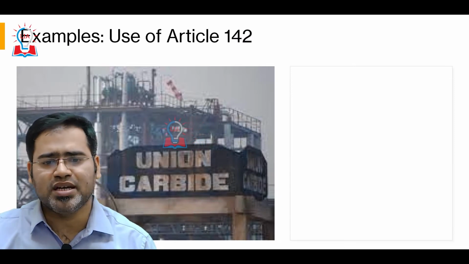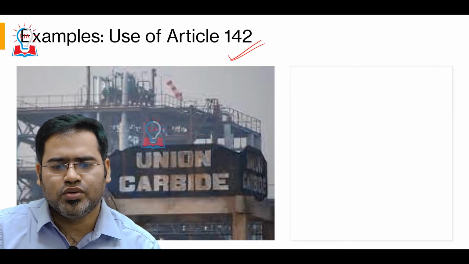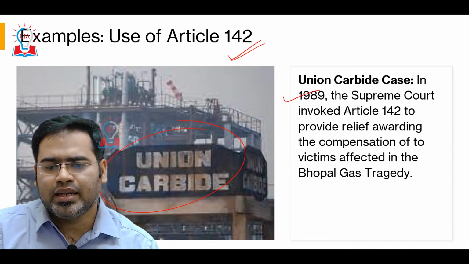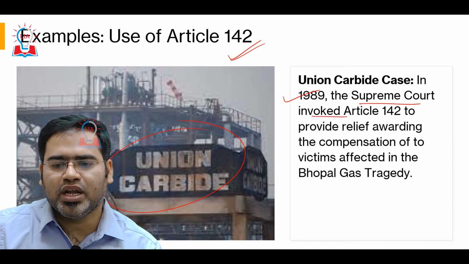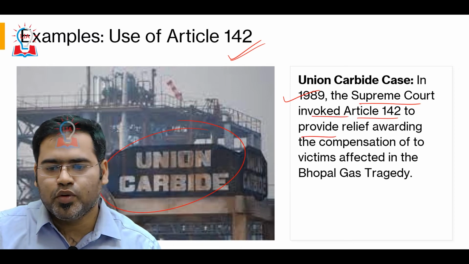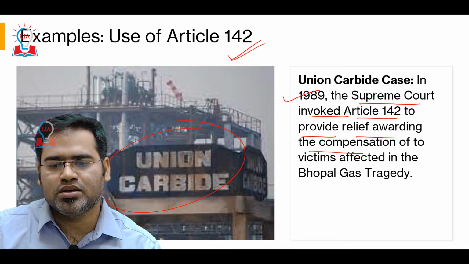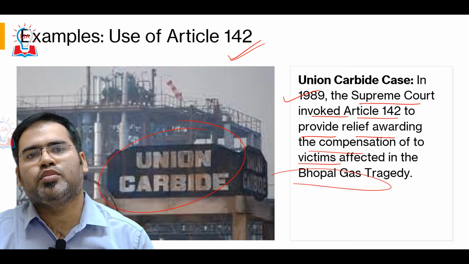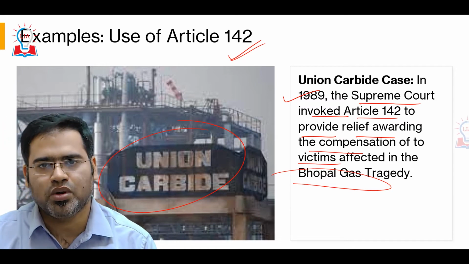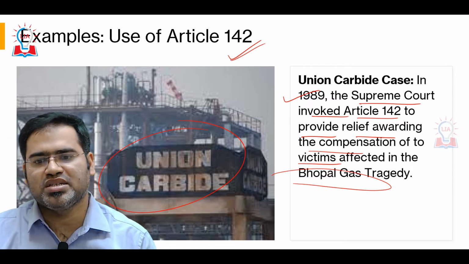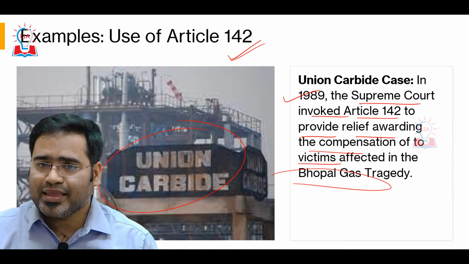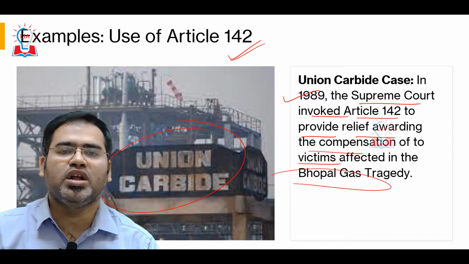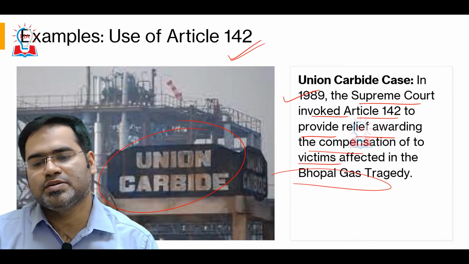Now, examples of Article 142. The famous Union Carbide case was there. In this Union Carbide case, what happened? In 1989, the Supreme Court invoked Article 142 to provide relief, awarding compensation to the victims affected by the Bhopal gas tragedy. I told you they were not being given proper compensation. This was the Union Carbide versus Union of India case, where Anderson, one person, was involved. Correct? So in that particular case, the Supreme Court issued compensation: this much amount needs to be given to the victims of the Bhopal gas tragedy.